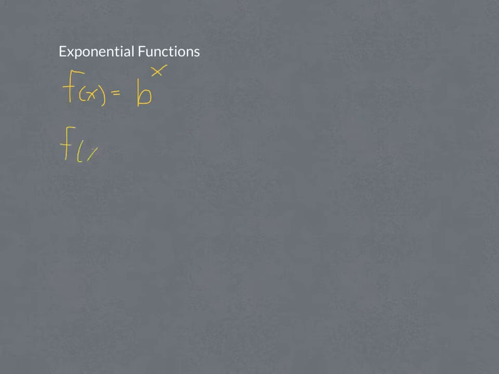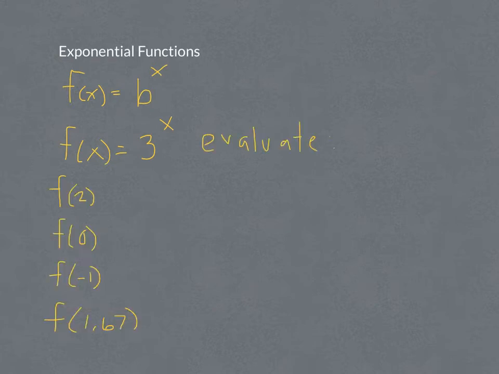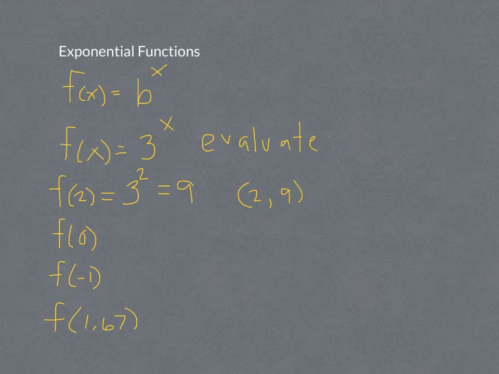We may see an exponential function that looks something like this: f(x) = 3^x. Now the 3 would be our base and the x would be our variable. Let's say we want to evaluate this exponential function. Let's start with f(2). I would take 3 and my x would be a 2. So 3 to the second power, which is 9. That means we have the point (2, 9), or f(2) is equal to 9.